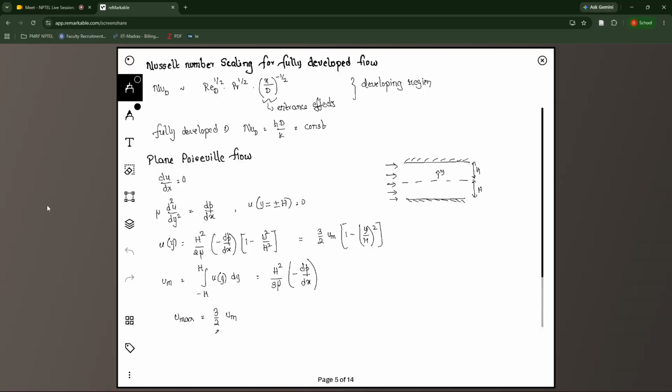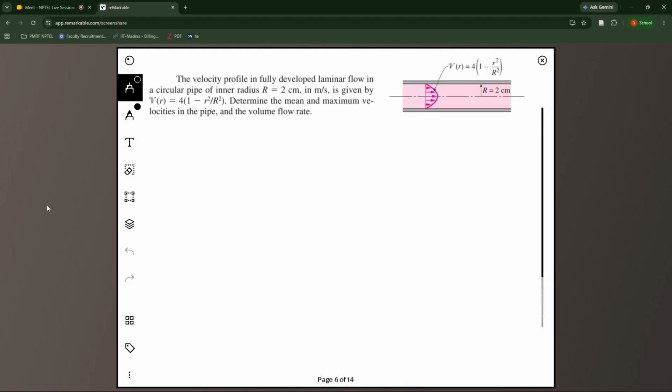And then in the developing region, we also have to take into account the entrance length effects, which will scale in this particular fashion. Finally, the lecture ends with the plane Poiseuille flow, which we already know from fluid mechanics, which is kind of a prerequisite for this course. We'll actually solve some problems, and then these concepts will become more clear.